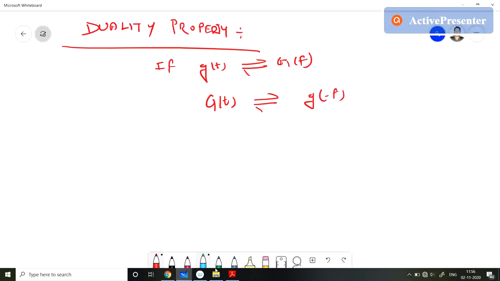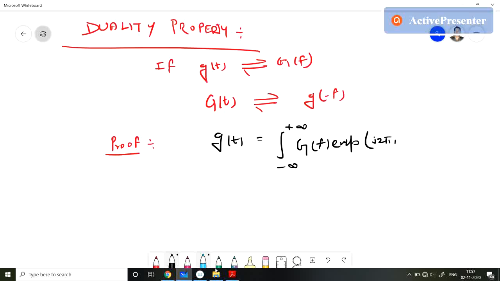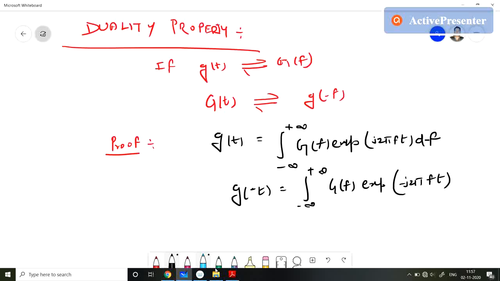So let us prove this property. The Fourier transform of g(t) is G(f). So g(t) is equal to the integral from minus infinity to plus infinity of G(f) exponential j 2 pi f t df. This is the expression for the inverse Fourier transform. Now if we take g(minus t), then it is equal to the integral from minus infinity to plus infinity of G(f) exponential minus j 2 pi f t df.